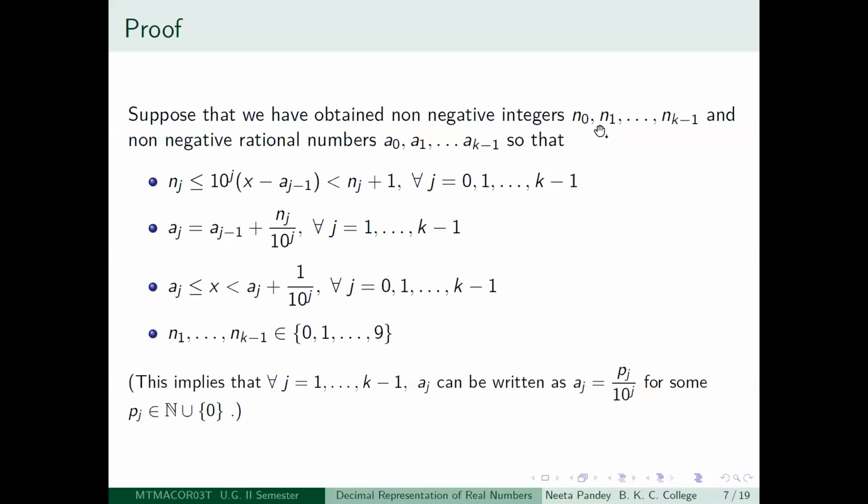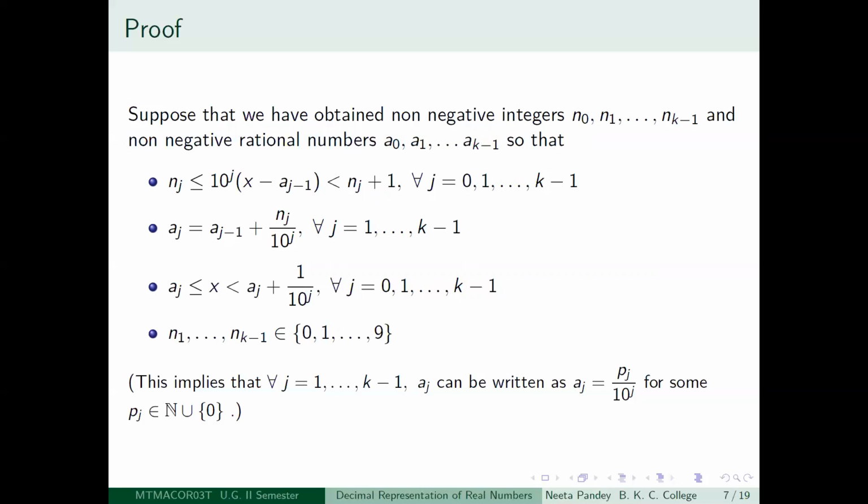Not only that, these non-negative integers have an extra property: n1, n2, etc., nk minus 1 are all non-negative integers between 0 and 9. So we assume that we have constructed these numbers till the k minus 1th stage. So you have reached the k minus 1th decimal place in that sense. Assuming this, you can get the next decimal place, that is, you want nk and ak.